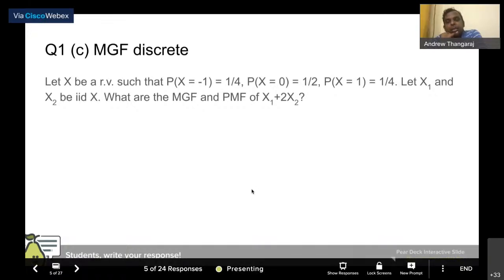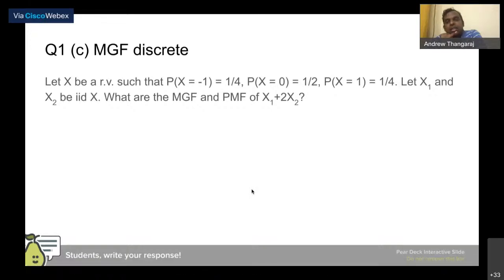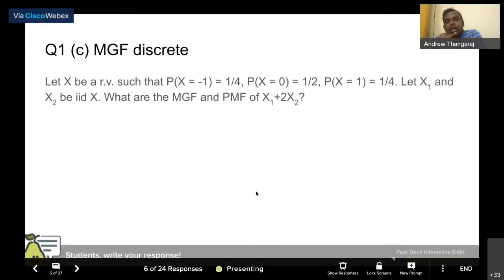So be careful. Don't simply raise the MGF to the power 3. That's not the answer. It's only when they're independent. If you do X1 plus X2 plus X3, of course, if they're all IID, then you can raise it to the power 3. This is X1 plus 2X2. So you have to treat X1 as one of the random variables and treat 2X2 as another random variable. So what's the distribution of 2X2? You have to find it. It will take values -2, 0, and 2 with what probabilities? 1 by 4, 1 by 2, and 1 by 4.